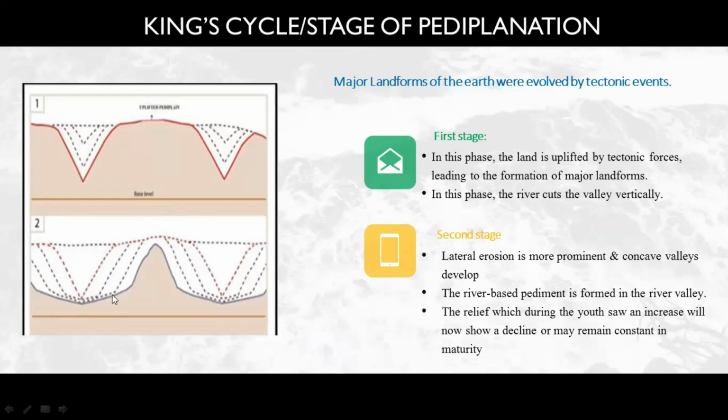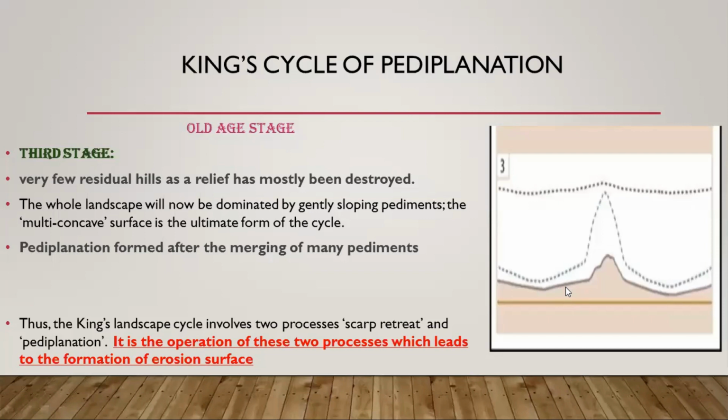See how various pediments are coalescing. This pediment is coalescing with this, and this pediment is coalescing with this. So the various pediments are getting joined. When various pediments are getting joined, ultimately there will be a vast concave feature like this, which is known as a pediplane because of the merging of various pediments.